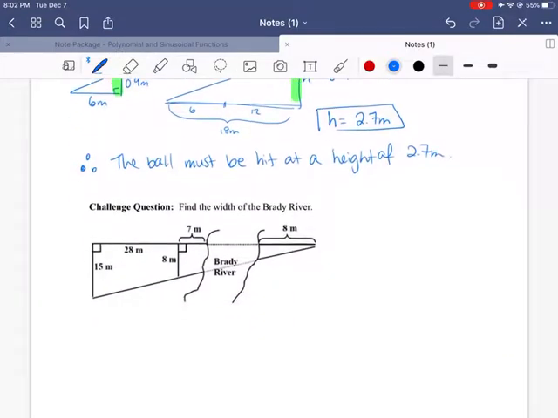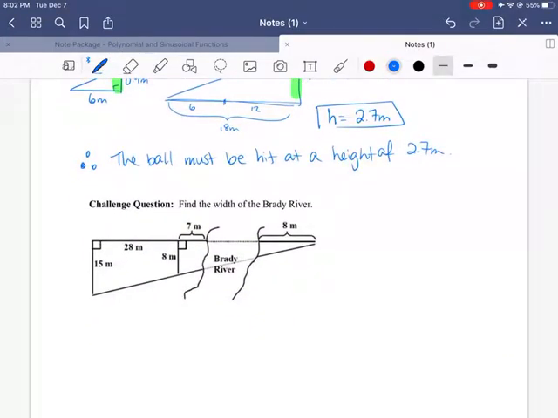All right, challenge question. Find the width of the Brady River. So the width is here. So we're going to call that x. Okay, and we can actually form two triangles here. We've got this smaller triangle, and we've got a bigger triangle. So let's redraw the two triangles.